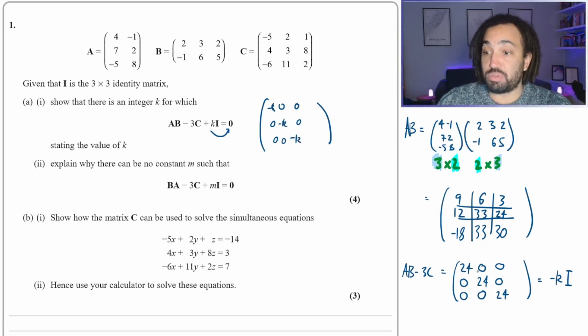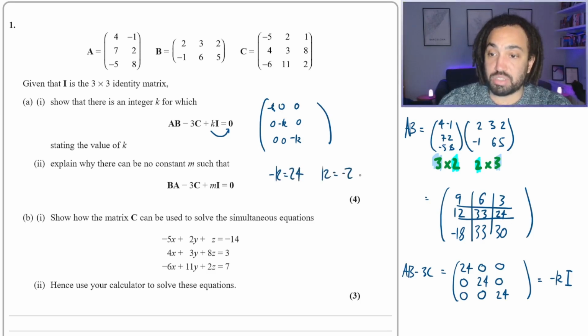And we said that's equal to this matrix here, which has the 24s going across the diagonal. So that means that minus k is equal to 24. So k is equal to minus 24.